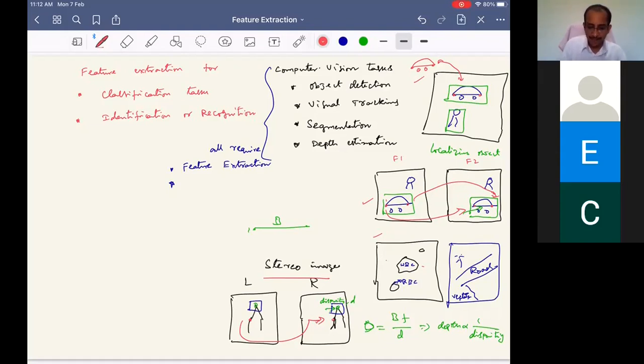So what is the other important subtask that is common for all these computer vision tasks, or required for all these computer vision tasks? What is the other thing that is important for all these tasks to accomplish? Template matching. What's that? Template matching.